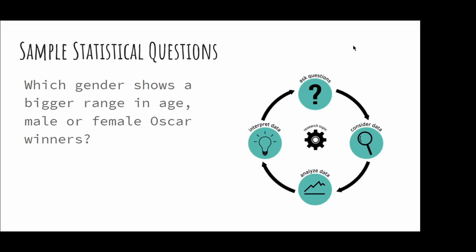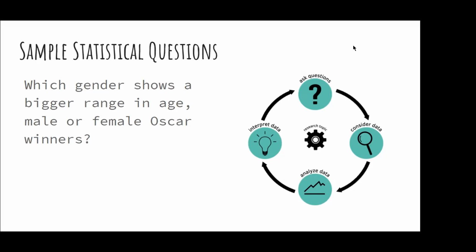Gender is one of them for sure. And age. Yeah, gender and age. I hope most of us caught on to that. Gender and age, because it's saying which gender shows a bigger range in age, male or female Oscar winners. Now, male or female is gender, right? So that's nothing new. And then we're looking at the range in age.